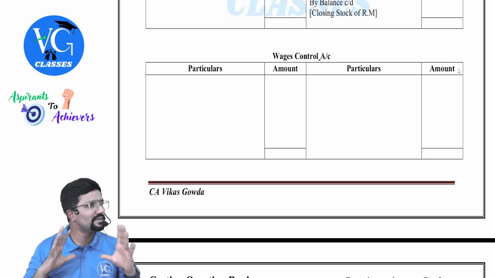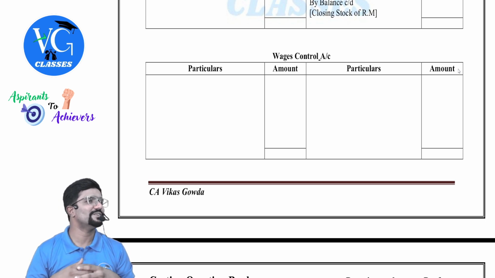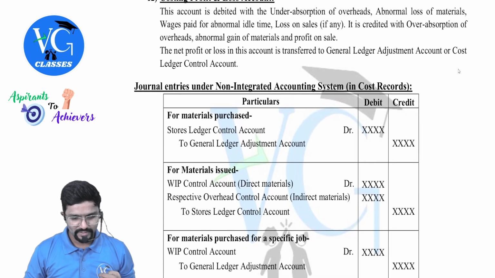So this is all about the concepts. Till now what we have learned is only concepts. Now what are we supposed to learn? Journal entries and ledger accounts. Already we are done, no sir? Yes, almost we are done. We're done with everything now?